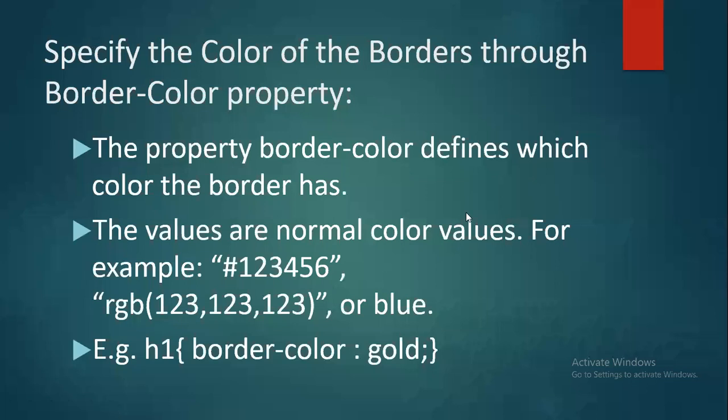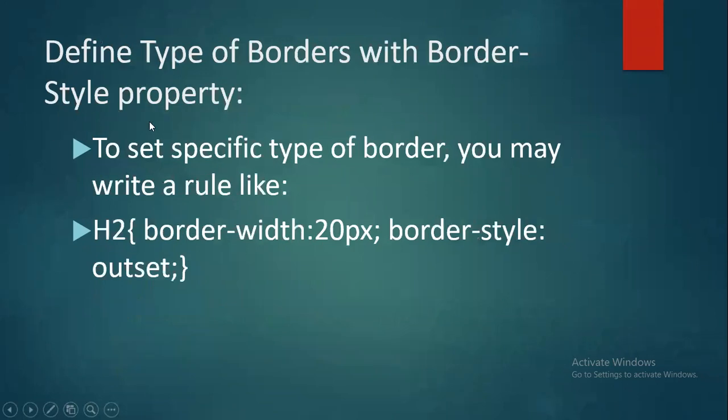Then next we have the border style property. There are many types of border styles available. Whichever style you want to apply, you can select it from the different types. To set this property, you have to use all three properties together, like border width, border color and border style. Here we have defined the border style as outset. There are many other styles, as you will see in the next slide.